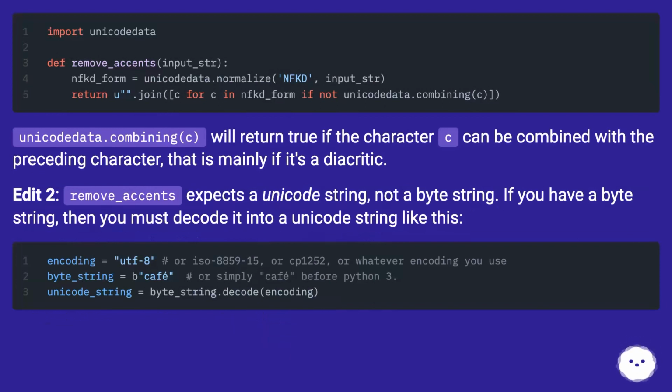unicodedata.combining(c) will return true if the character c can be combined with a preceding character, that is mainly if it's a diacritic. Edit 2, remove_accents expects a Unicode string, not a byte string. If you have a byte string, then you must decode it into a Unicode string like this.